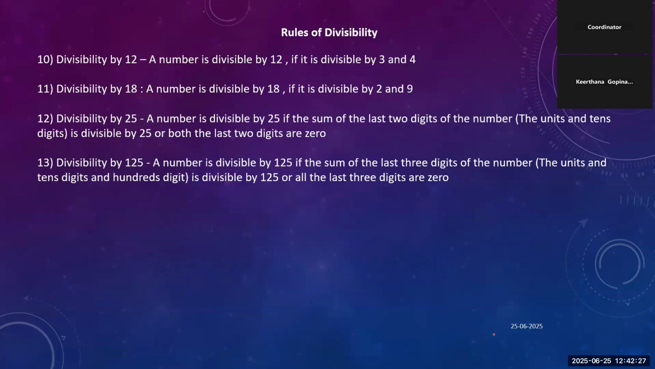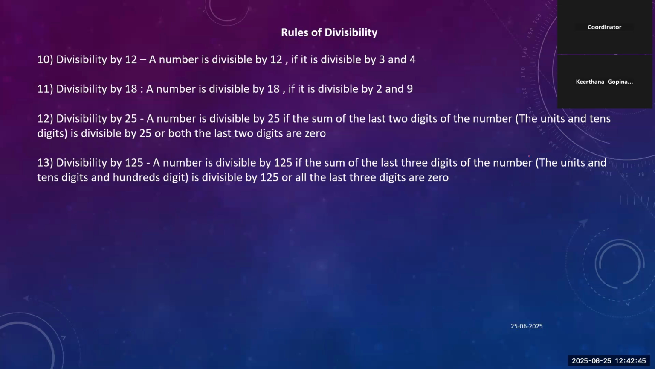How to identify a number is divisible by 12? A number is divisible by 12 if it is divisible by 3 and 4. Simple. Divisibility by 18: if it is divisible by 2 and 9, the number will be divisible by 18 also.